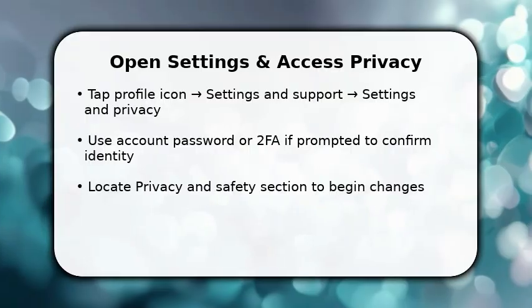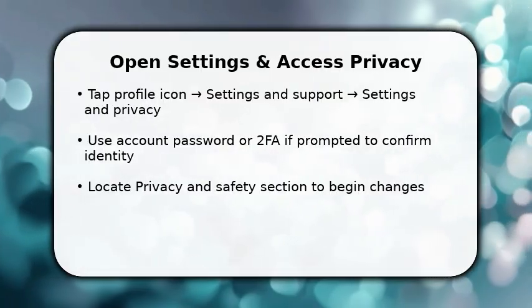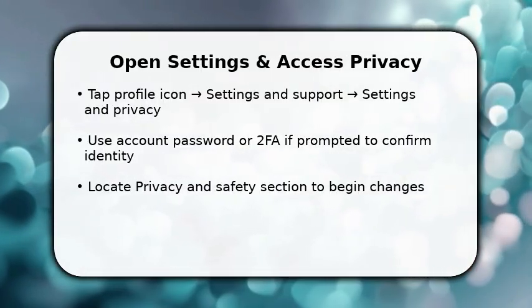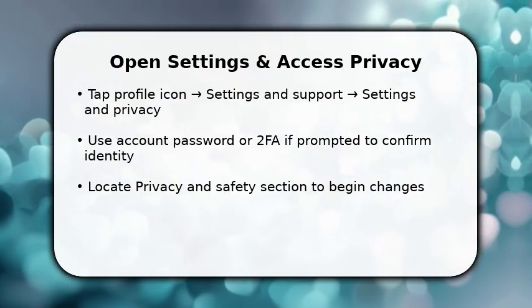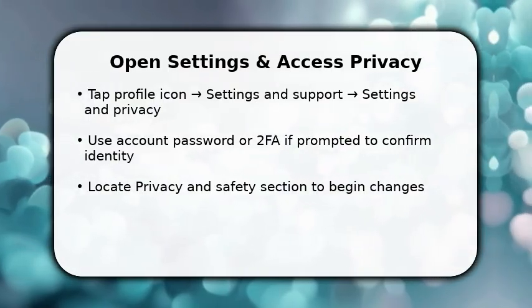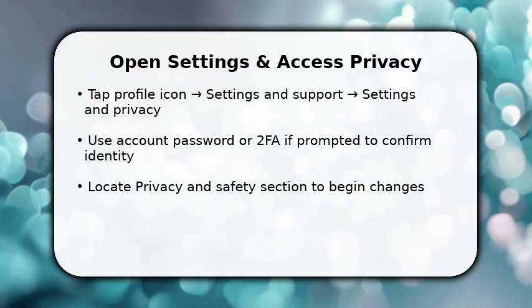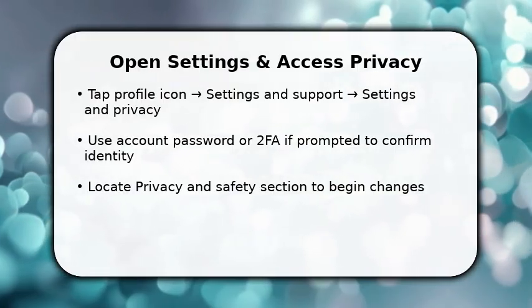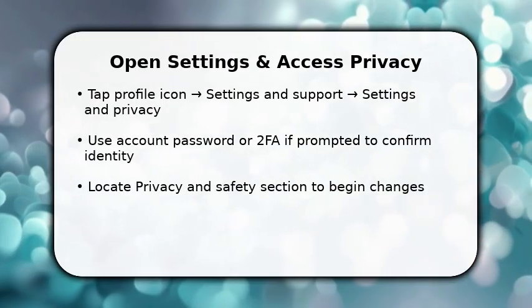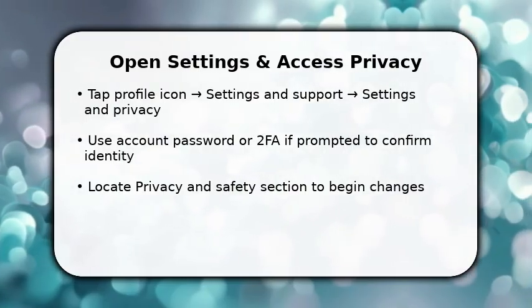You start by opening Settings and Privacy from your profile menu. This puts all controls in one place. Once prompted, authenticate with your password or 2FA to unlock sensitive options. Then tap Privacy and Safety. This is where you control discoverability, data sharing, and content visibility.